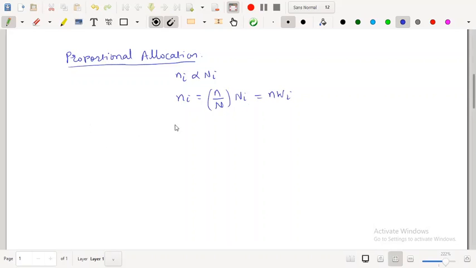Also, we obtained the variance of y bar st under proportional allocation, which is 1 upon small n minus 1 upon capital N, summation i running from 1 to k, Wi Si square.